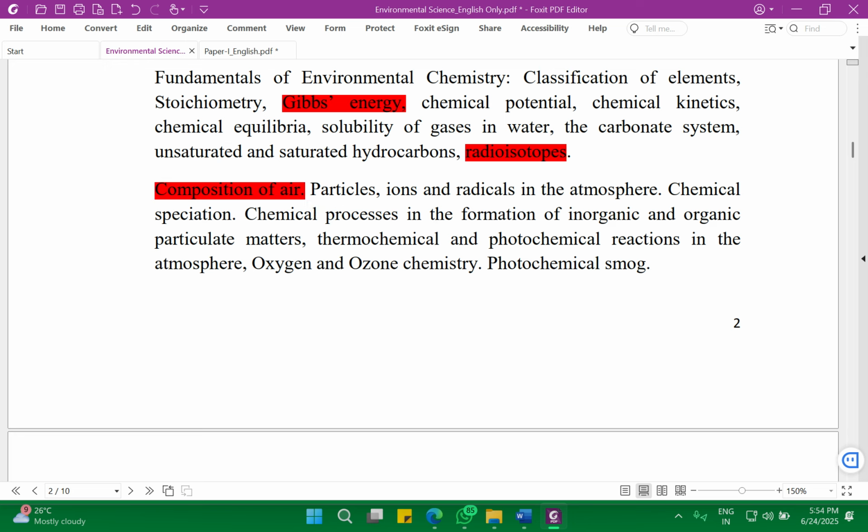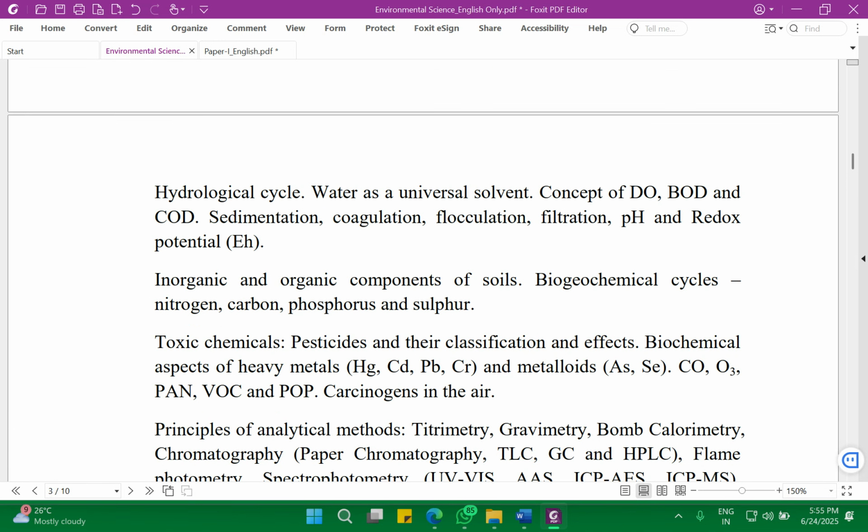And next, you may expect one question from ozone formation or ozone destruction. So the ozone chemistry you need to know. And then photochemical reactions or photochemical smog, how the PAN, the peroxyacyl nitrate, is formed. So those questions you may expect. And then you may expect one question from redox potential, and definitely one question from DO, COD, BOD.